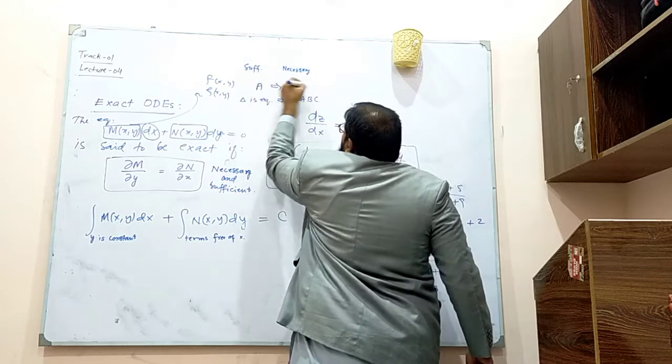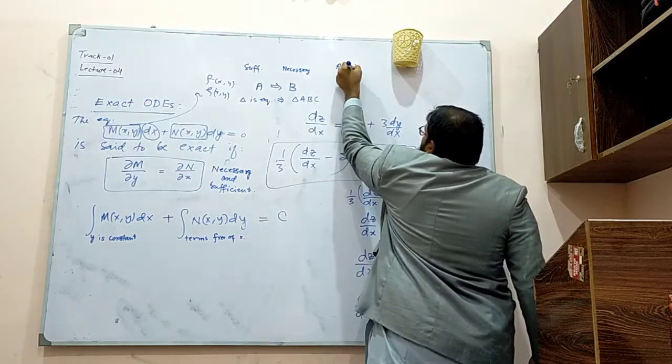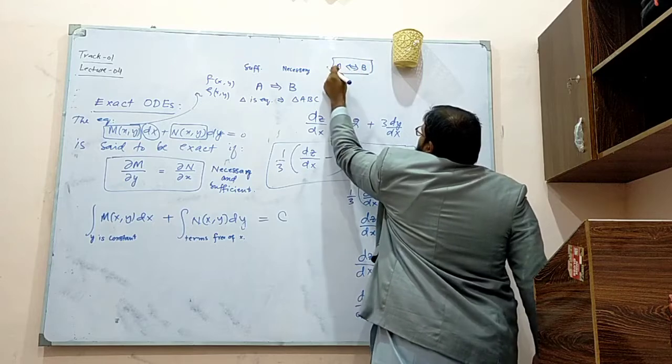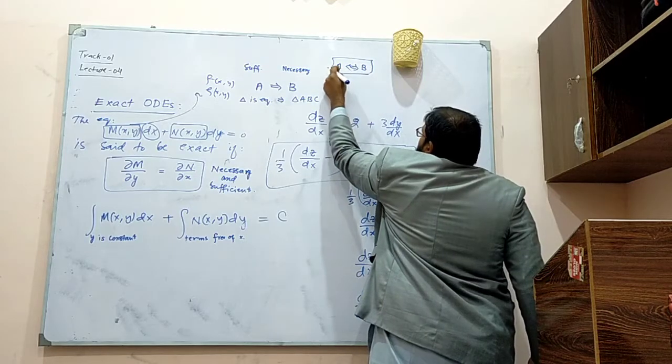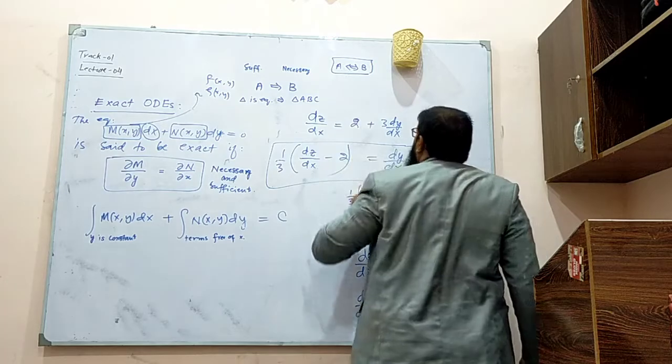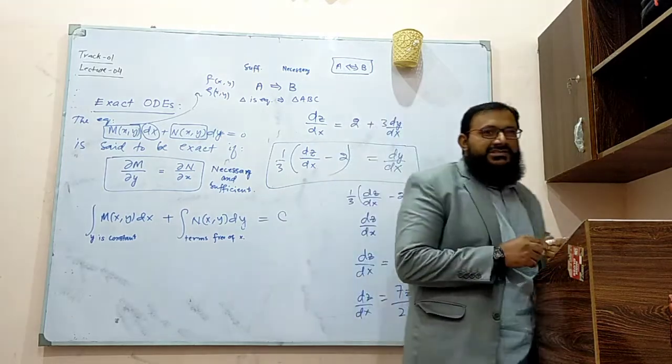But when you have this thing, then this is necessary and this is sufficient, this is sufficient and this is necessary, it means both hold. So this is double implication.